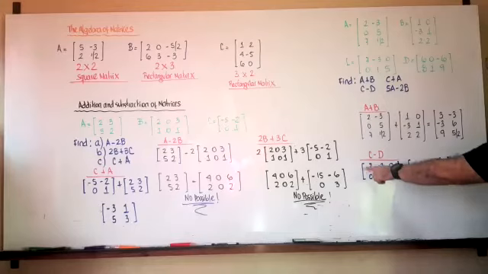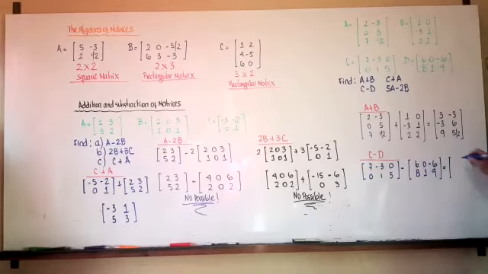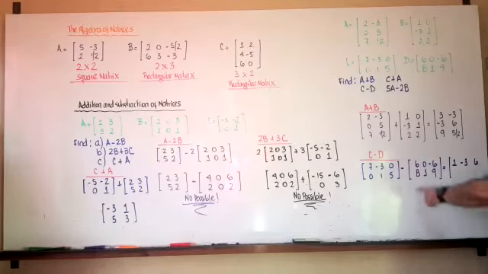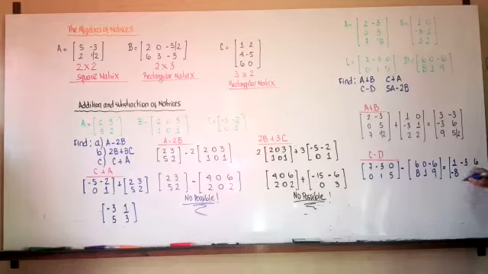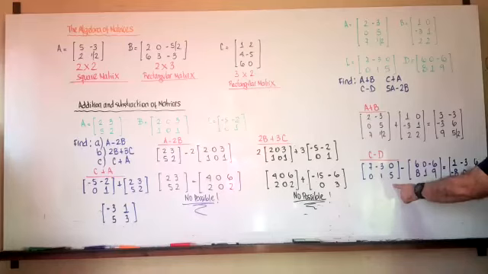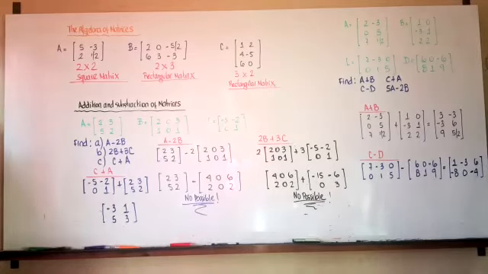7 minus 6, 1. -3 minus 0, -3. 0 minus 6, positive 6, because negative times negative is positive. Again, 0 minus 8, -8. 1 minus 1, 0. 5 minus 9, negative 4. All right, we're all doing so well.